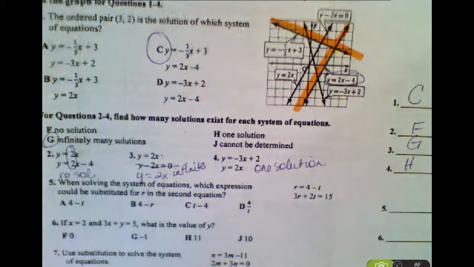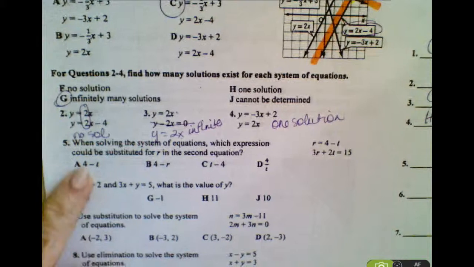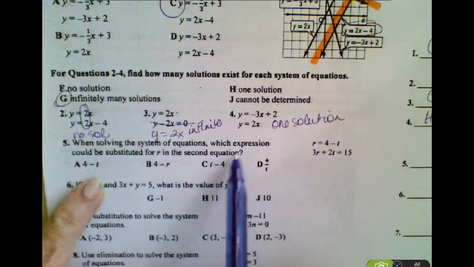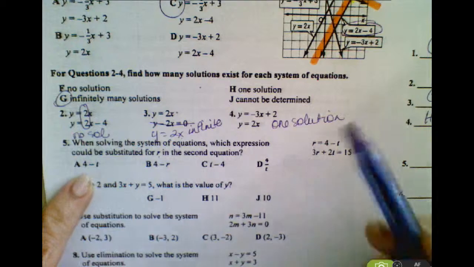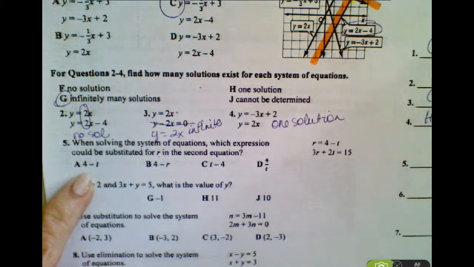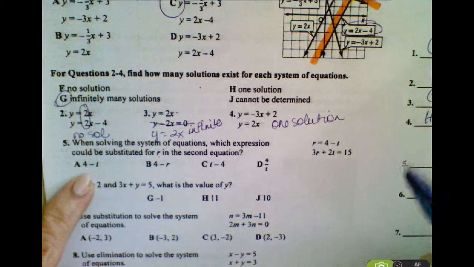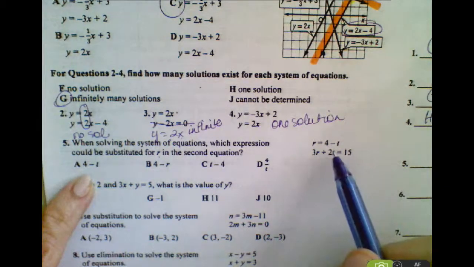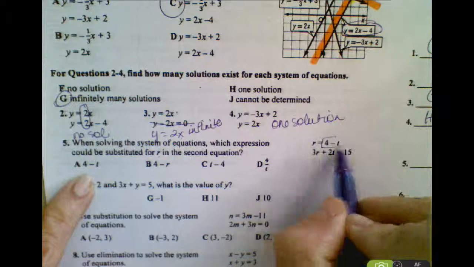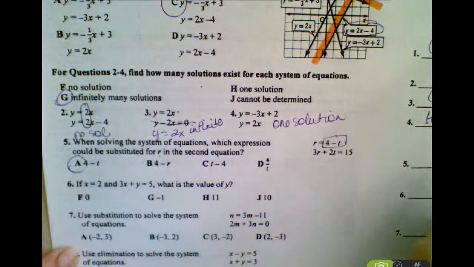Good. All right. Number 5. Victor. When solving the system of equations, which expression could be substituted for r in the second equation? So it's really asking what does r equal? 4 minus t. Right? So you can substitute that in to the second equation. So that would be A. Good.